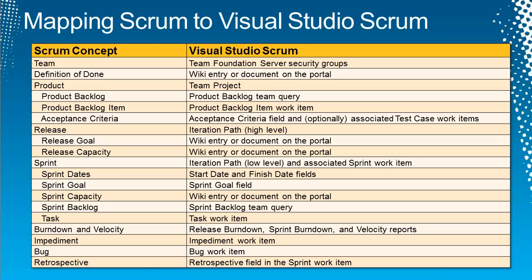The sprint backlog is a different query that pulls up the product backlog items and bugs that you've committed to doing in that sprint, as well as listing the associated tasks and also associated test cases. Burn down and velocity, those are reports available in TFS that show you how you're doing across your product release, across your sprint, and what your velocity has been. So you can average that and use it for prediction in the next sprint.